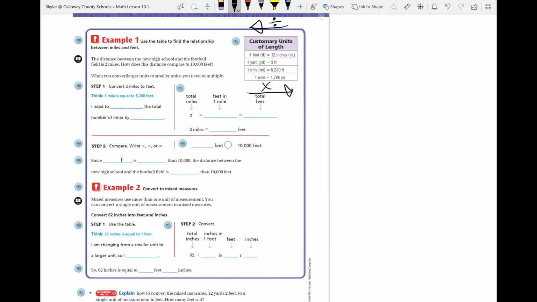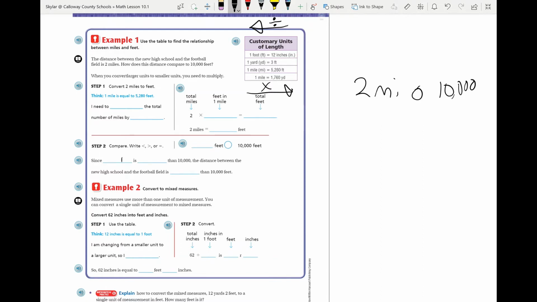So let's look at this problem. The distance between New High School and the football field is 2 miles. How does that distance compare to 10,000 feet? Well, whenever we are comparing, that means we're using less than, greater than, or equal to. So we need to see if 2 miles is less than, greater than, or equal to 10,000 feet. So what we need to do is convert those units.